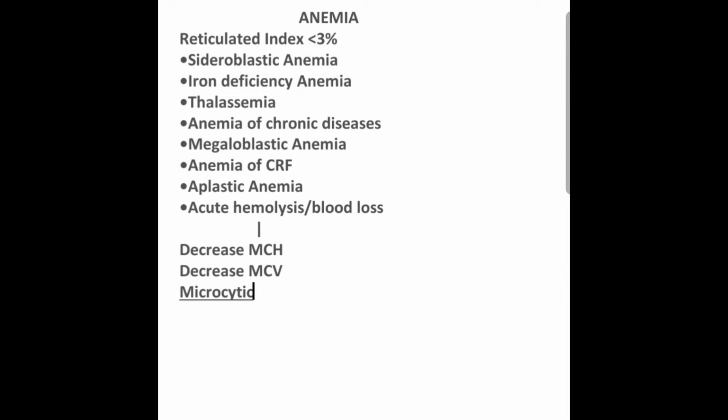Anemia, reticulocyte index less than 3%. Sideroblastic anemia, iron deficiency anemia, thalassemia, anemia of chronic diseases, megaloblastic anemia, anemia of chronic renal failure, aplastic anemia, acute hemolysis. Decreased MCH, decreased MCV, microcytic anemia, challenge oral iron.